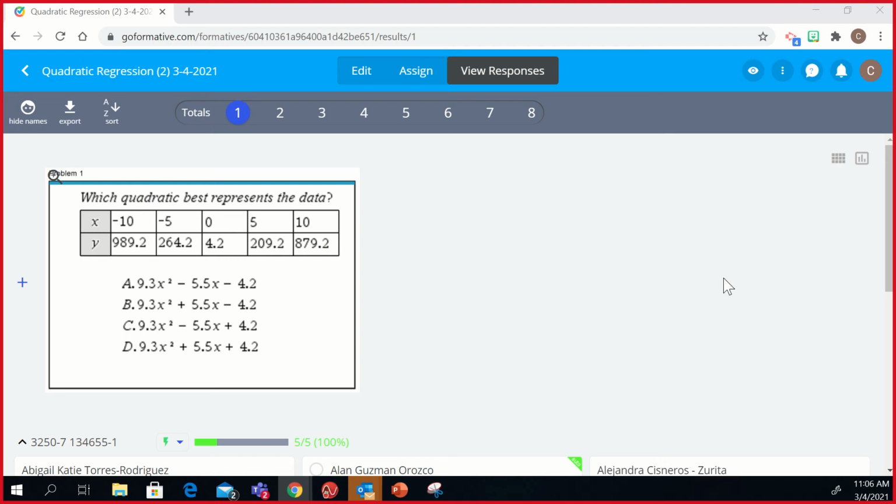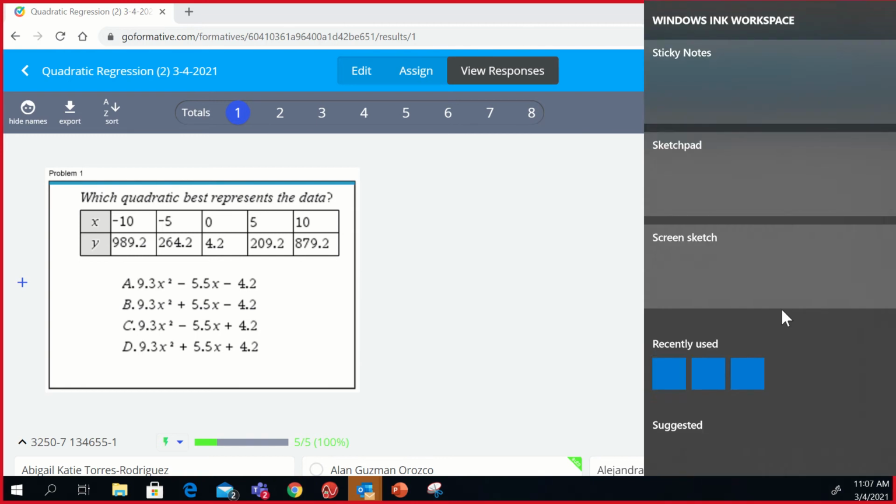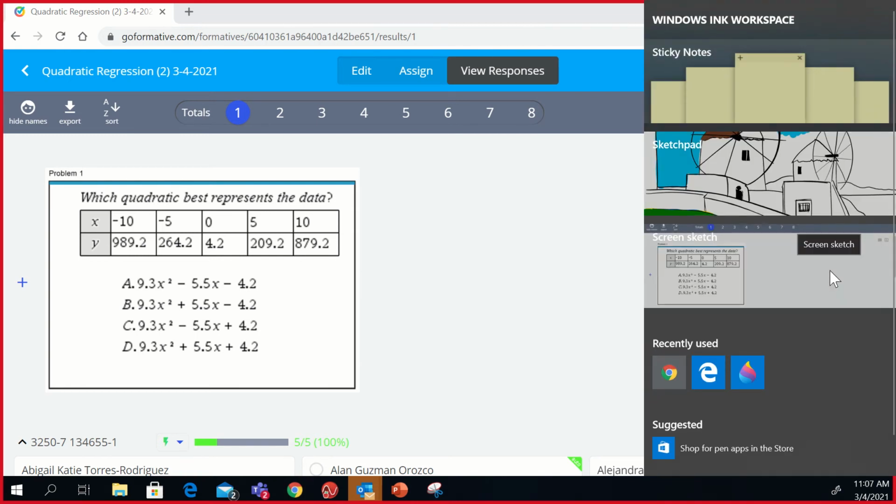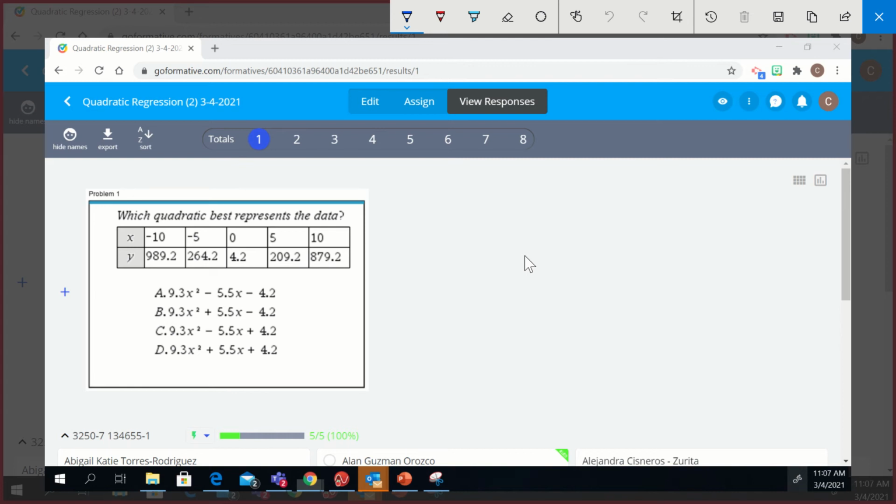And this is Quadratic Regression 2. The first thing we're going to do is establish what our starting point is, so our C value. So my C value, which I'm going to narrow down some of the problems, is here. It's sideways, doesn't matter. This is my y-intercept, so C is this number, 4.2. So C is equal to 4.2. That narrowed down my answer really quick.